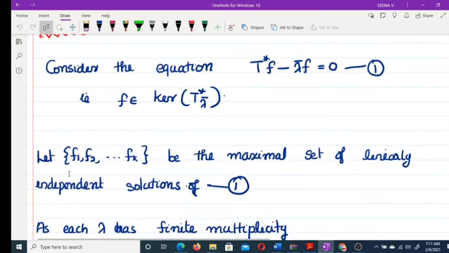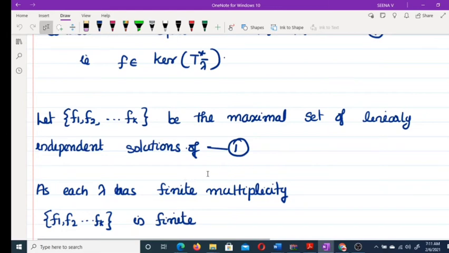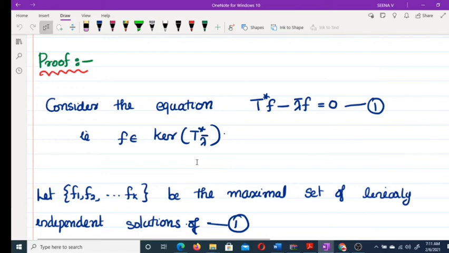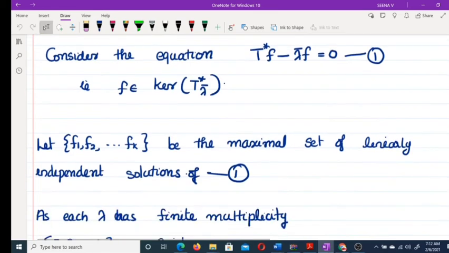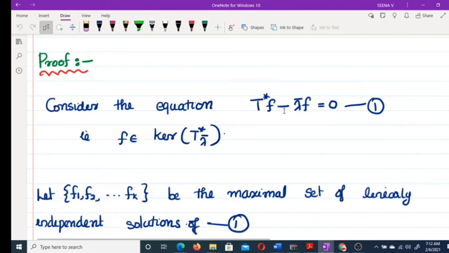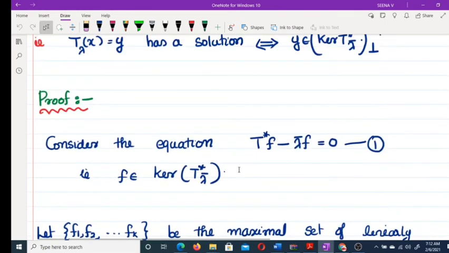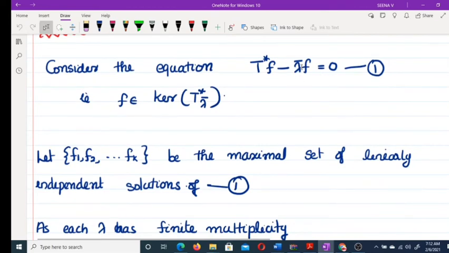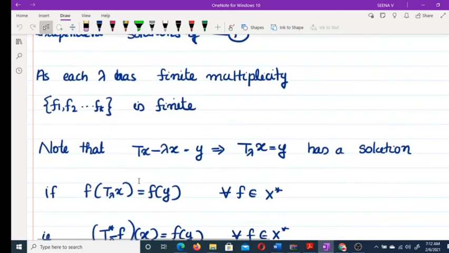Clear? Now let f1, f2, up to fk be the maximal set of linearly independent solutions of equation 1. We know that the multiplicity of lambda is finite, so this set f1, f2, up to fk is also finite, because it is the solution set of T star f minus lambda conjugate f. The multiplicity of each lambda being finite means this solution set is also finite. Note that Tx minus lambda x equal to y implies T_lambda x equal to y. This has a solution.